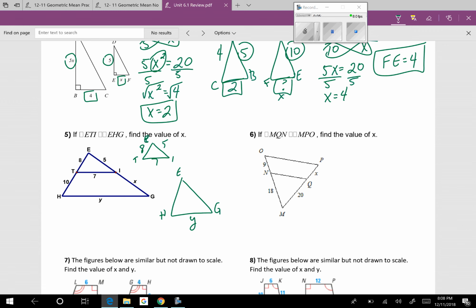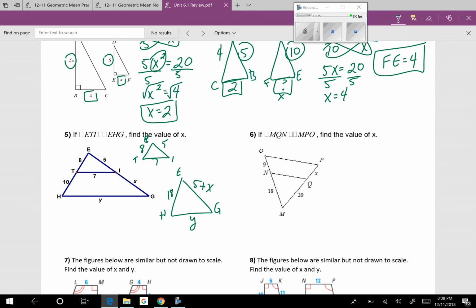So this whole side EH is 18. And then here, this whole side, it's made up of 5 and X. So this side is 5 plus X. And then now we have to find X. Are we worried about Y? No. So we don't need to worry about Y.